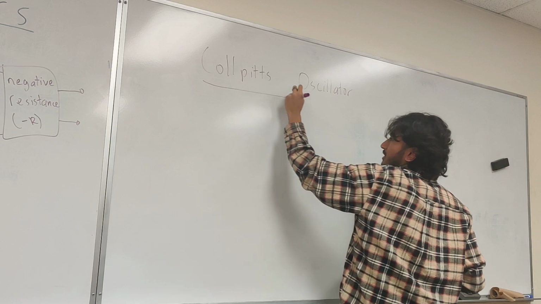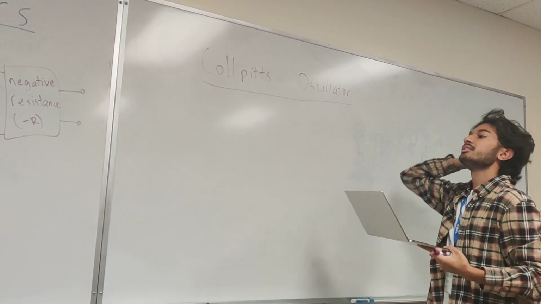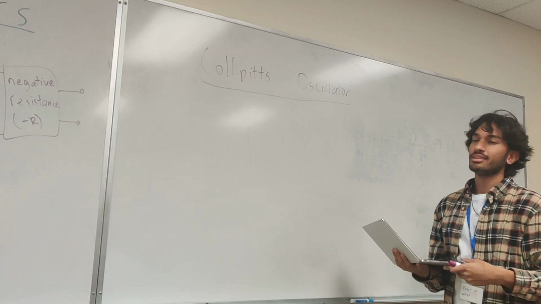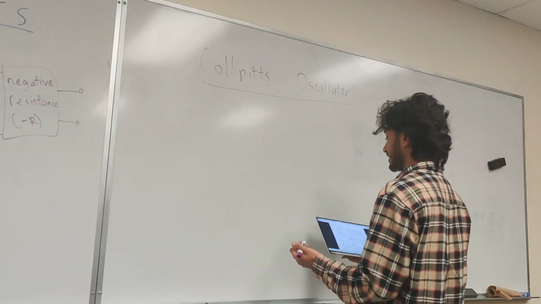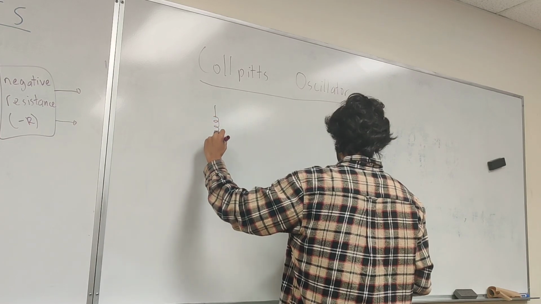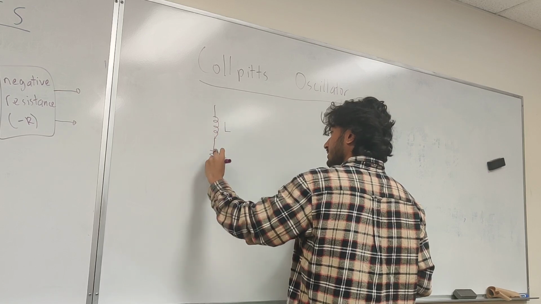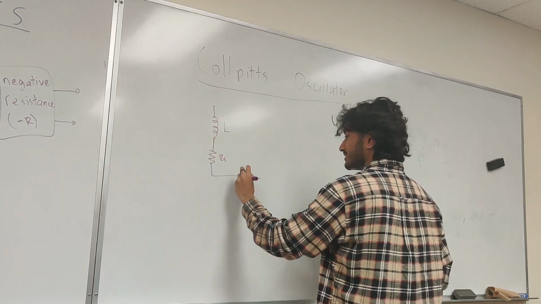There are various types of oscillators. You have Hartley oscillators, Pierce oscillators. They all work the same way, just generating a negative resistance. The question is how do they do it? So first, I'm just going to draw it all out for you.